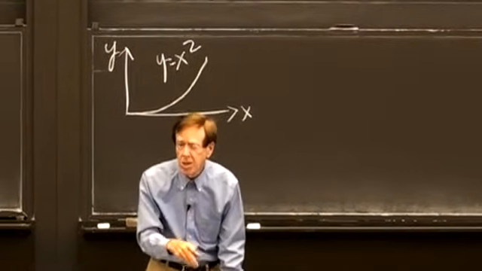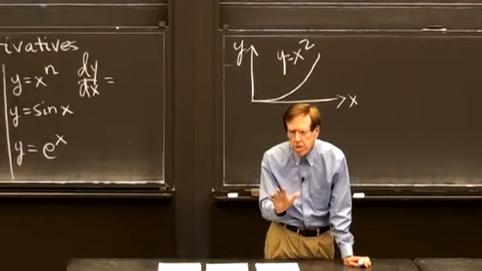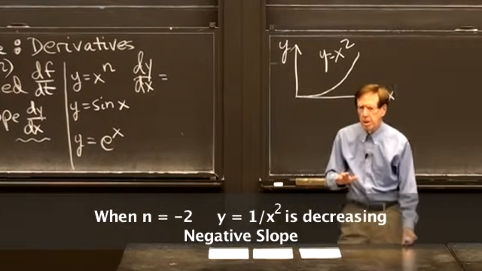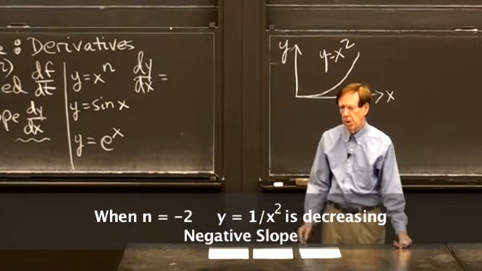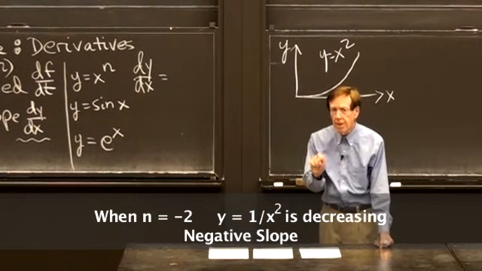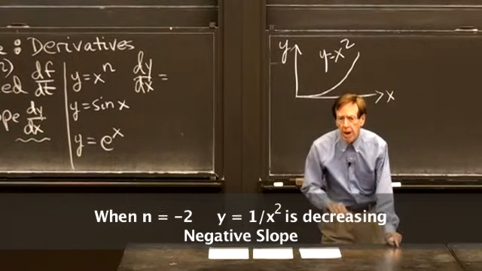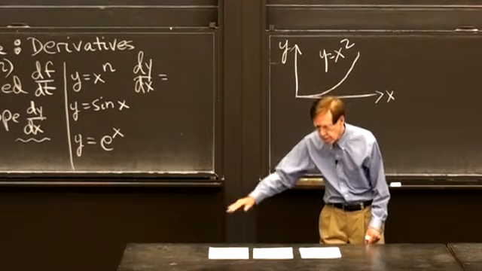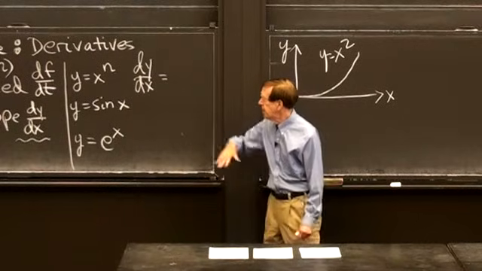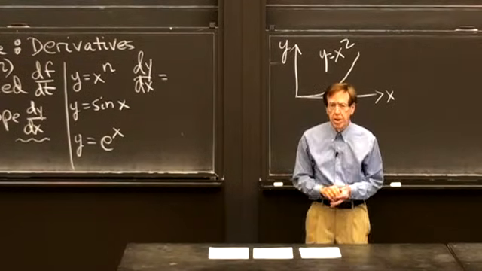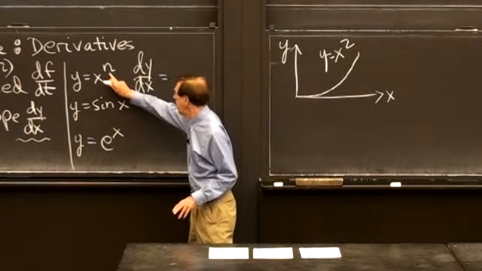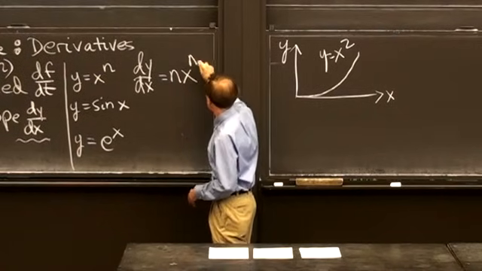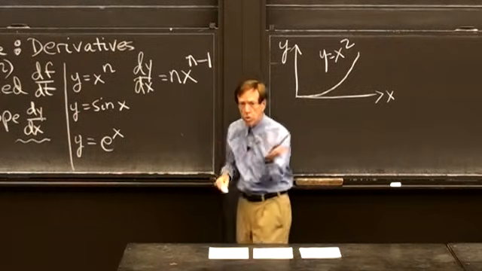If n was minus 2, just because that's also on our list, n could be negative, the function would be dropping. You remember x to the minus 2, that negative exponent means divide by x squared. x to the minus 2 is 1 divided by x squared, and it'll be dropping. So n could be positive or negative here. Shall I tell you the derivative? The derivative is easy to remember. It's that number n. It's another power of x, and that power is 1 less. One down. You lose 1 power.